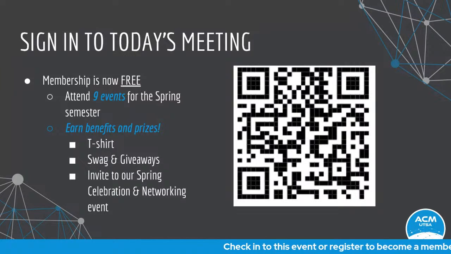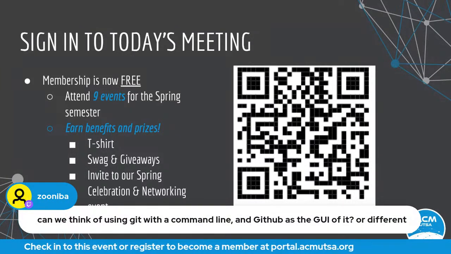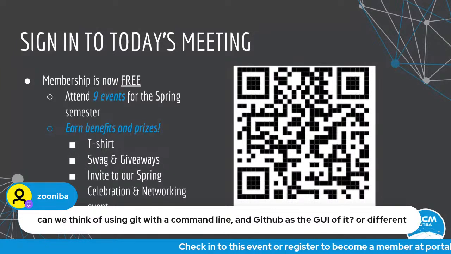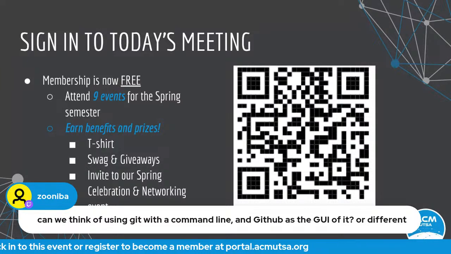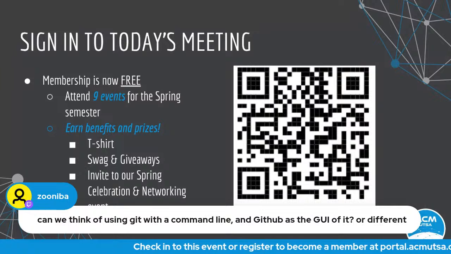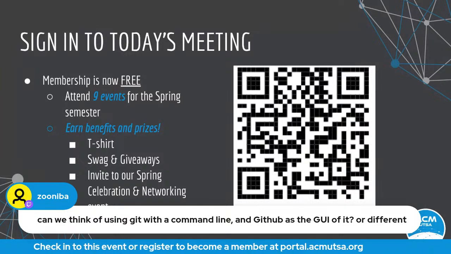Okay, so Zunuba asks, can we think of using Git with a command line and GitHub as the GUI of it, or different? So I think that's somewhat accurate, because what you can basically do in Git, you can actually do in GitHub. In fact, there is a GitHub desktop which has a GUI which allows you to change these sorts of things. But I would say maybe GitHub is a little different, because GitHub is the actual service behind hosting these repositories in the cloud. So it's not necessarily a GUI version. It's more of like a centralized version of Git, so where it holds all these repositories in the cloud.